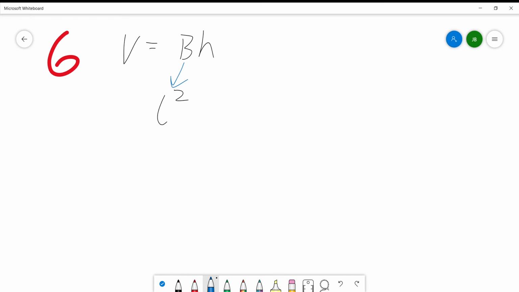So we know the volume is 507. Equals the unknown value, length squared, times the height, which is 9 feet. I'm going to divide both sides by 9. I don't know about you, but that seems like the next step. Divide both sides by 9.